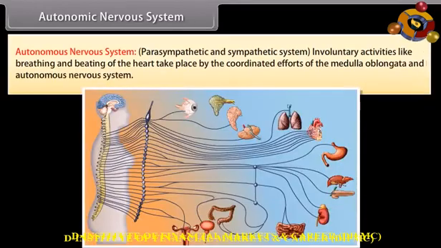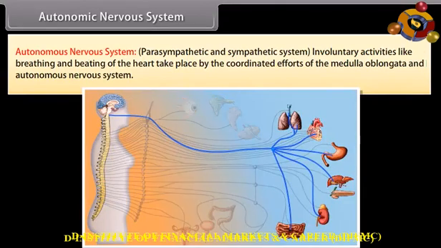Autonomic nervous system, autonomous nervous system, parasympathetic and sympathetic system. Involuntary activities like breathing and beating of heart take place by the coordinated efforts of the medulla oblongata and autonomous nervous system.